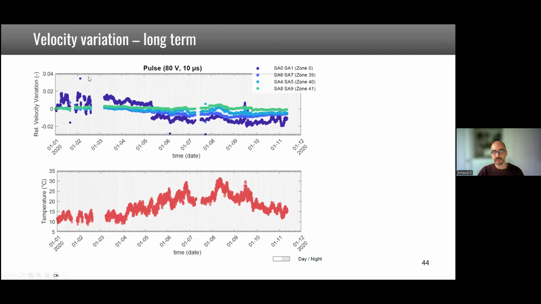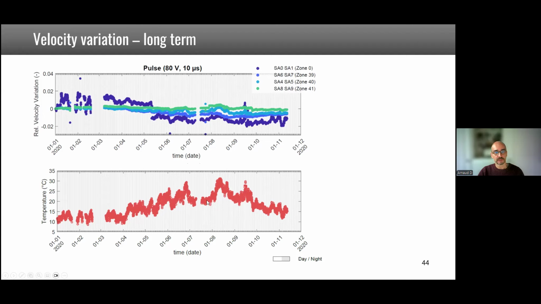If you look now, still with the same post-processing technique at the change of velocity over time, this is about, I think, 1 year. So from January 1st to about the end of November 2020. So you see that, of course, we have a temperature range that's quite a bit larger than before. We can go from 10 degrees to 30 degrees with some daily variation, with some loss of data as well. That's the reality of monitoring.